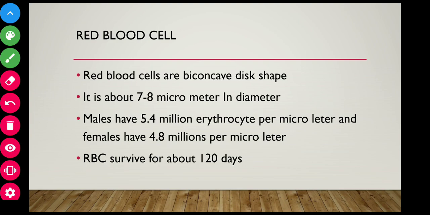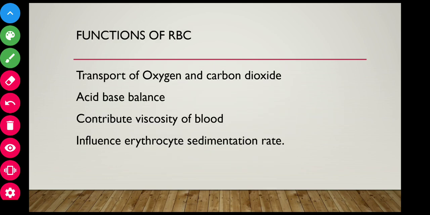Next we'll see functions of red blood cells. So what are the functions of red blood cells? The main important primary function is transportation of oxygen and carbon dioxide. So here RBC will pick up the inhaled oxygen from the lungs and transport it to the body tissues.